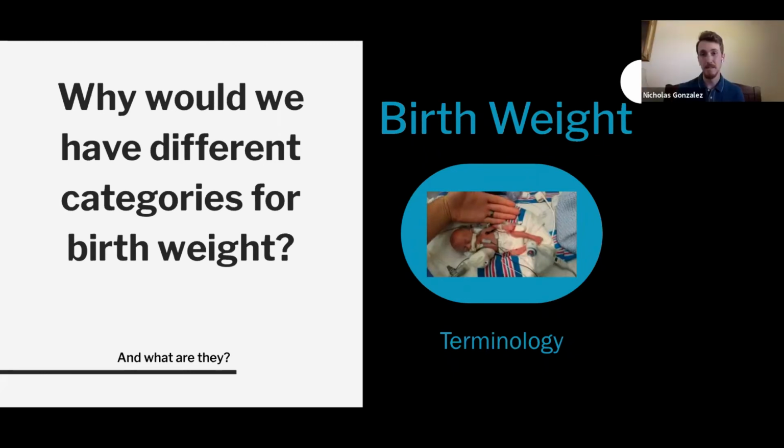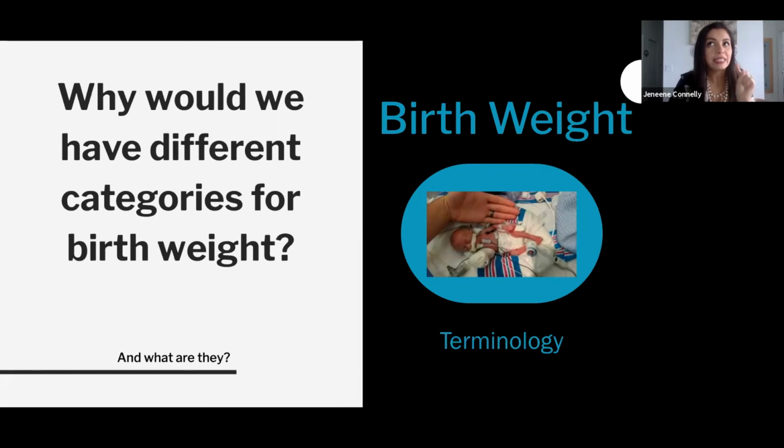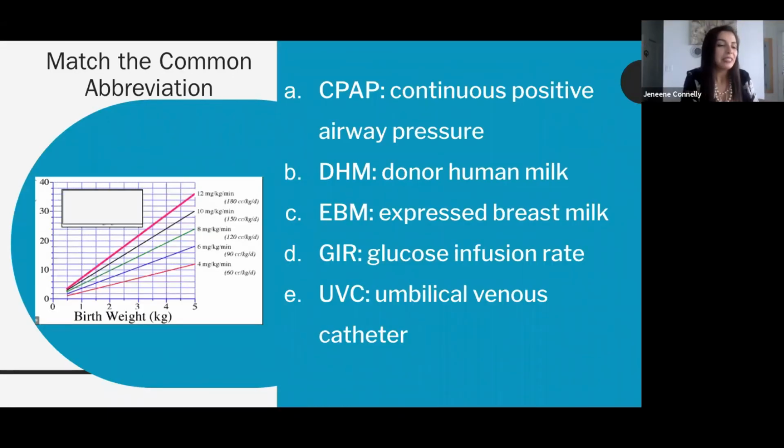Wow. Well, the picture here is also an extremely low birth weight infant, so that's under 1,000 grams. Yes, which is very tiny. Very, very tiny. Wow, that's crazy. Okay, I'll definitely remember that. So low birth weight is less than 2,500, very low birth weight is less than 1,500, and extremely low is less than 1,000. Okay. All right.